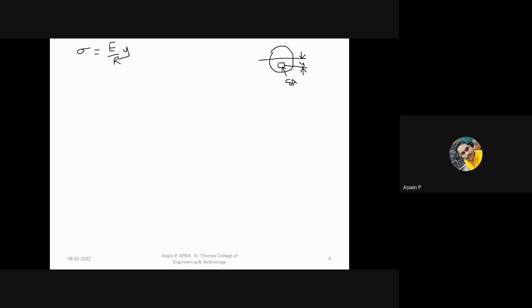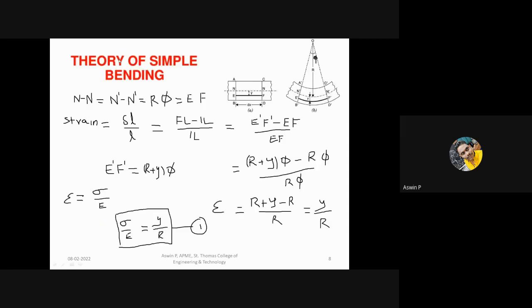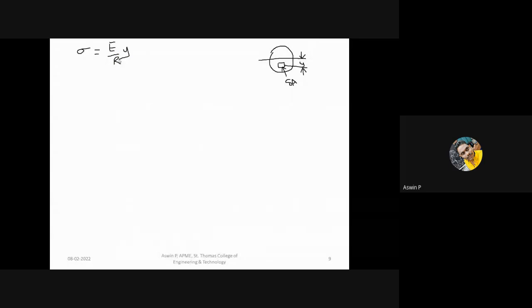In the previous page, we derived the equation sigma by E is equal to y by R. From that, when we take E to the right hand side, it becomes sigma equal to E y by R. And when we consider the force acting at the elemental strip, dF will be stress into area, that is delta A. You can substitute the value of sigma here, then it becomes E by R y into delta A.